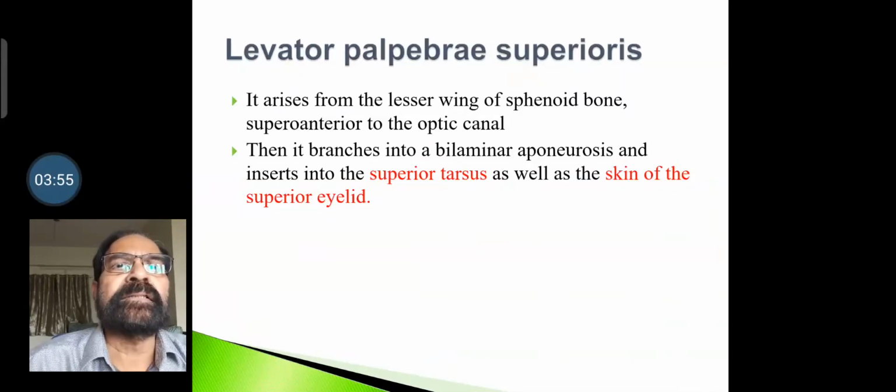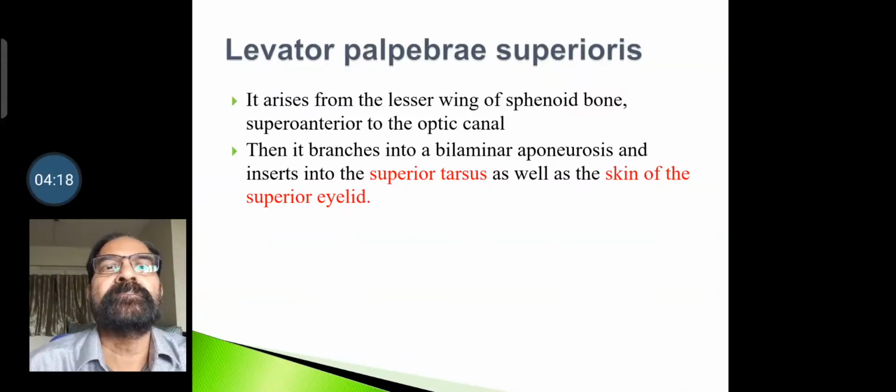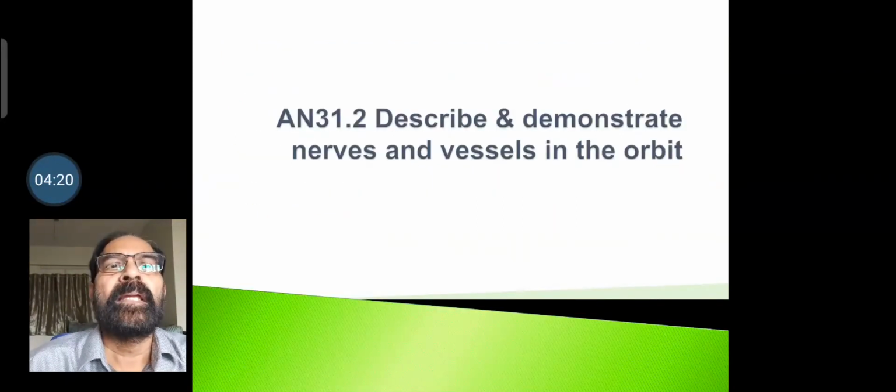Levator palpebrae superioris. It arises from the lesser wing of the sphenoid, superior and anterior to the optic canal. Then it branches into a bilaminar aponeurosis and inserts into the superior tarsus as well as the skin of the superior eyelid. Then we go on to describe another competency, that is nerves and vessels of the orbit.